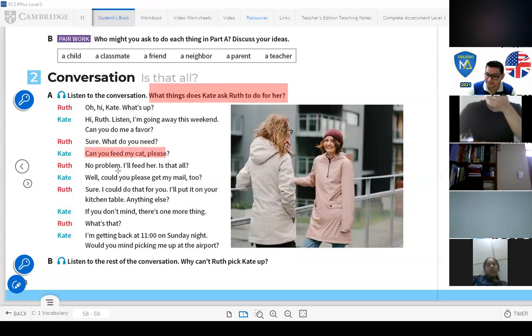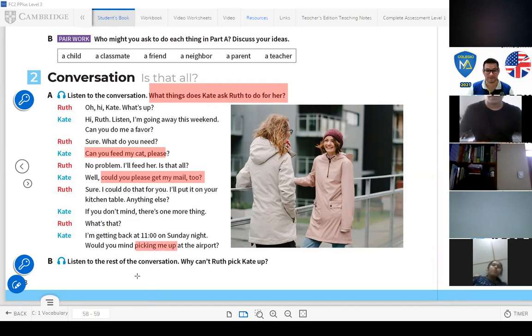Then the other part, could you please get my mail too? Oh yeah, Ruth is so nice. Sure, I could do that for you. I'll put it on your kitchen table. Anything else? Yeah, if you don't mind, there's one more thing. What's that? I'm getting back at 11 on Sunday night. Would you mind picking me up at the airport?